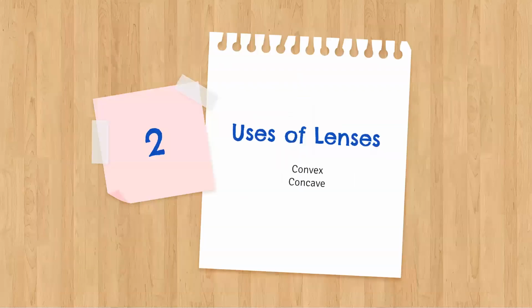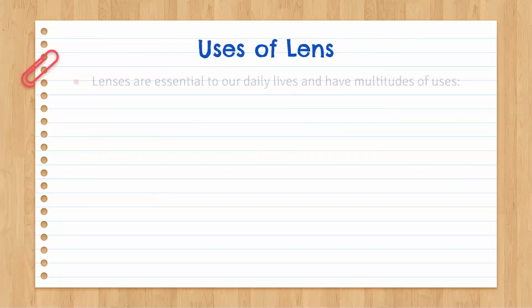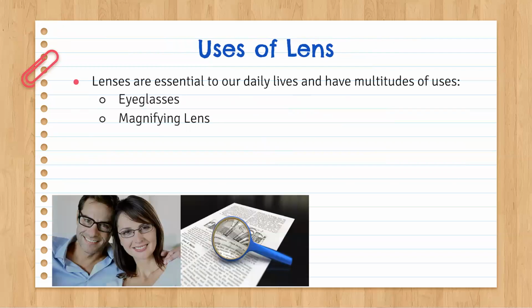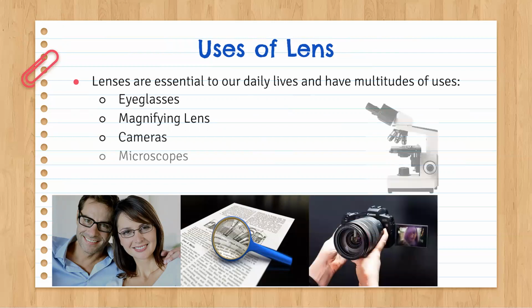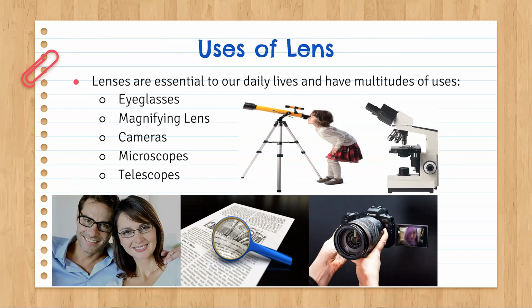Let's proceed. 2. Uses of lenses. Lenses are essential to our daily lives and have multitudes of uses. Some of them are the following. They are used in eyeglasses, magnifying lens, cameras, microscopes, and telescopes. Now, let's try to discuss how lenses are used in the following optical instruments.